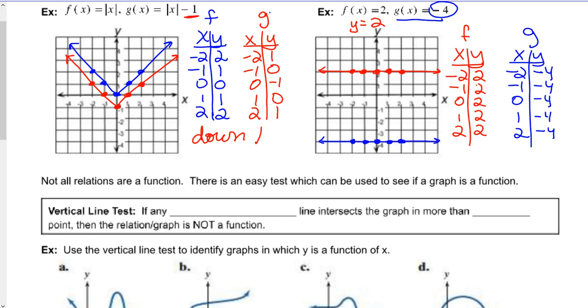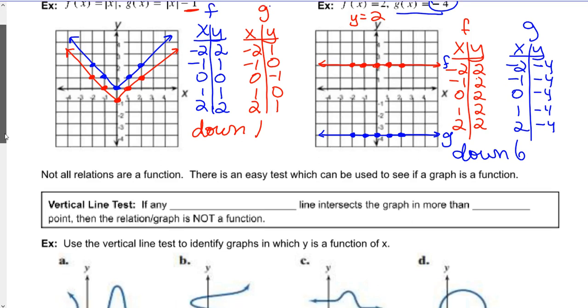Now, we still have to determine what happens from F to get to G. And in this case, we took our entire horizontal line and we moved it down a distance of 1, 2, 3, 4, 5, 6. So here we went down by 6. Okay? All right, very good. Hopefully there's not many questions on that.